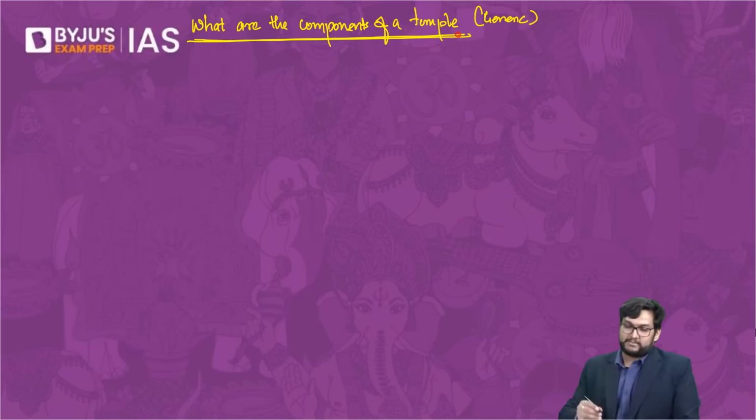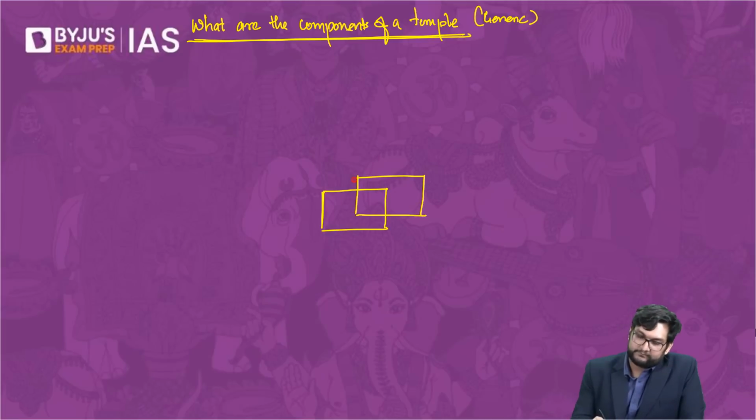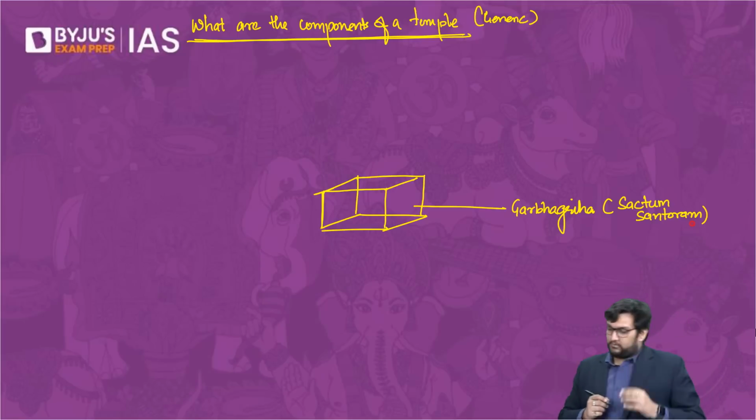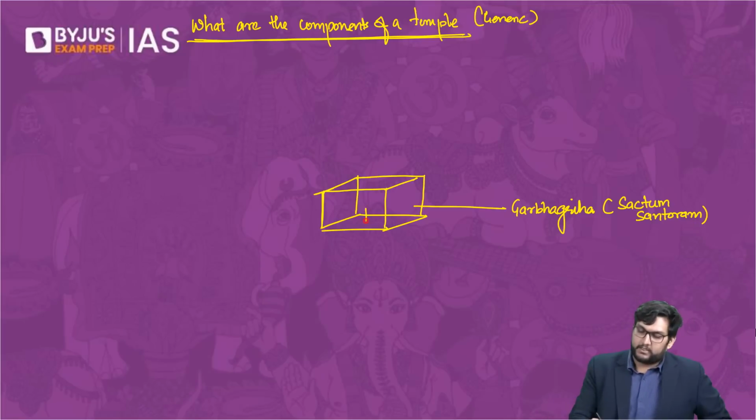So the first thing which every temple has is called the Garbhagriha, or the sanctum sanctorum. Now, here you have the god image or whatever it may be. The god here is present in some form or the other. This is the sanctum sanctorum.